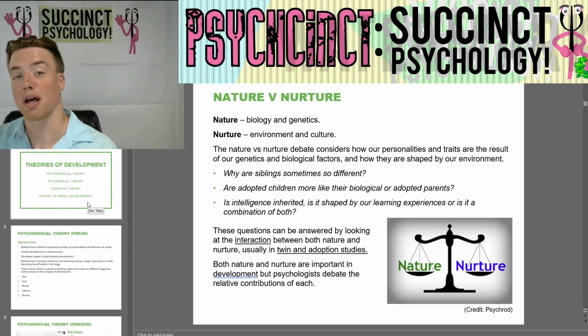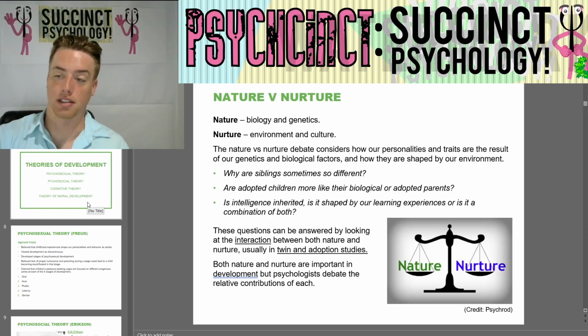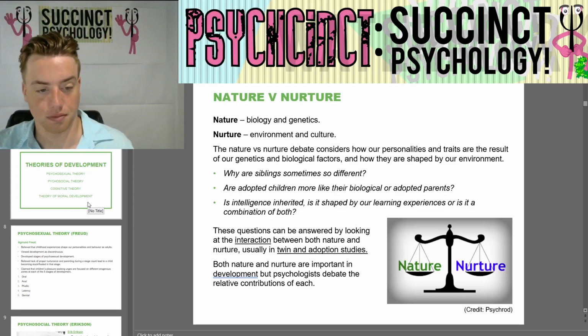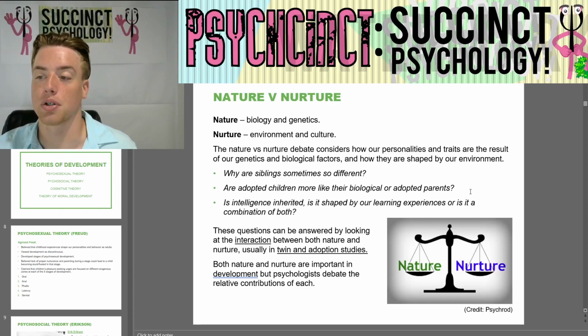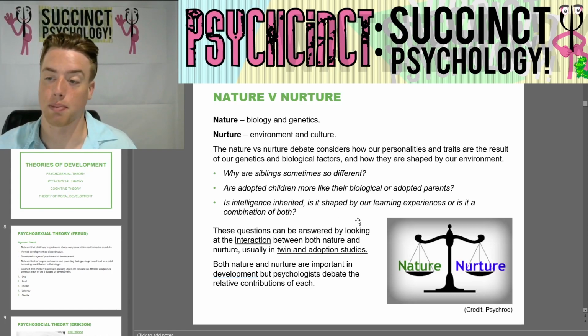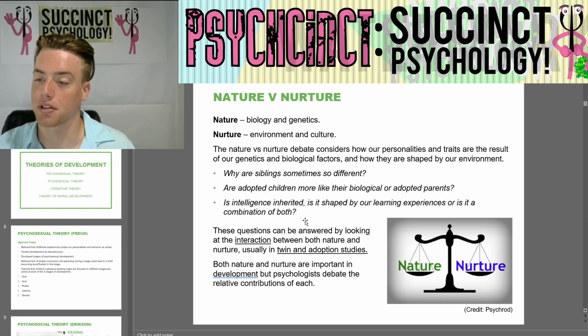Of course, nature is biology and genetics, and nurture is environment and culture. The nature versus nurture debate considers how our personalities and traits are the result of our genetics and biological factors and how they're shaped by our environment. So, why are siblings sometimes so different? Are adopted children more like their biological or adopted parents? And is intelligence inherited? Is it shaped by our learning experiences, or is it a combination of both?